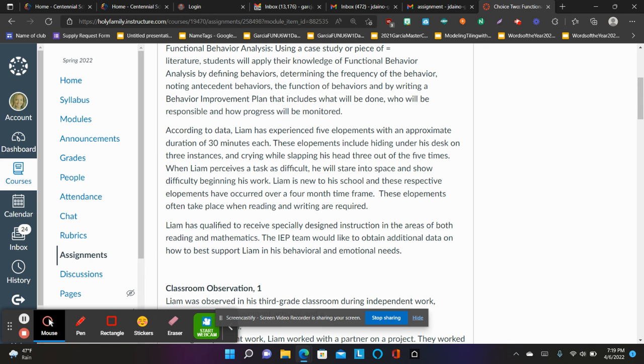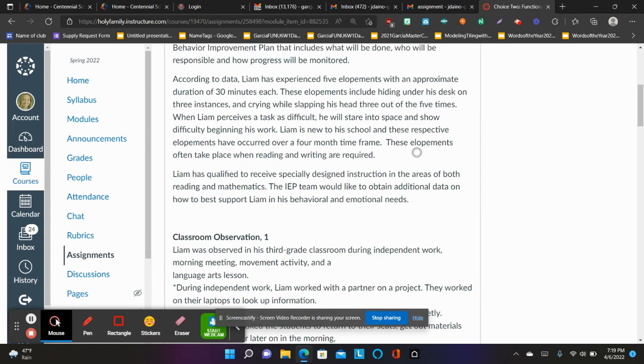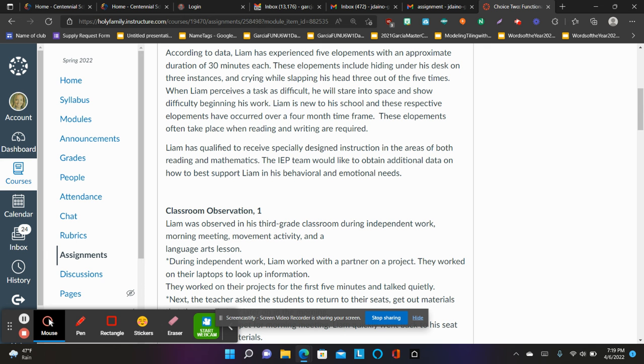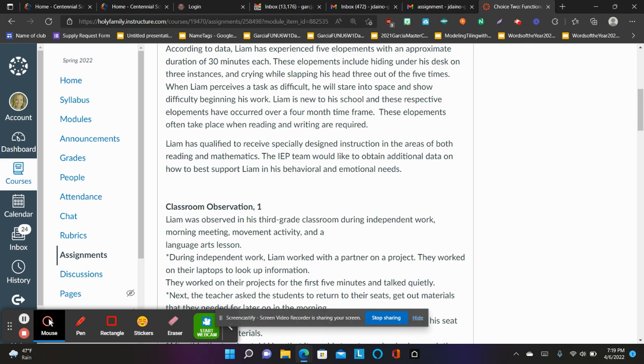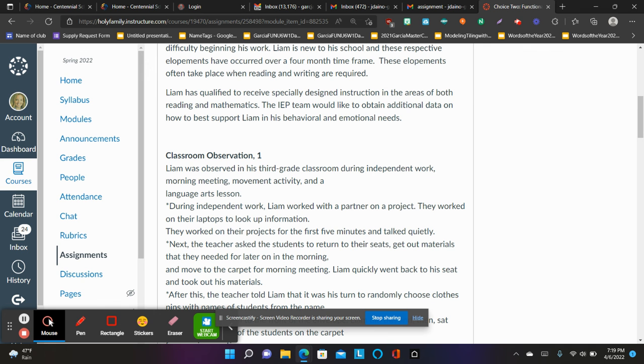Liam is new to his school, and these respective elopements have occurred over a 4-month time frame. These elopements often take place when reading and writing are required. Liam has qualified to receive special designed instruction in the areas of both reading and mathematics. The IEP team would like to obtain additional data on how to best support Liam in his behavioral and emotional needs. So in this situation, Liam has already been identified as a student who can receive special education, and now it's time to devise his plan based on an FBA.